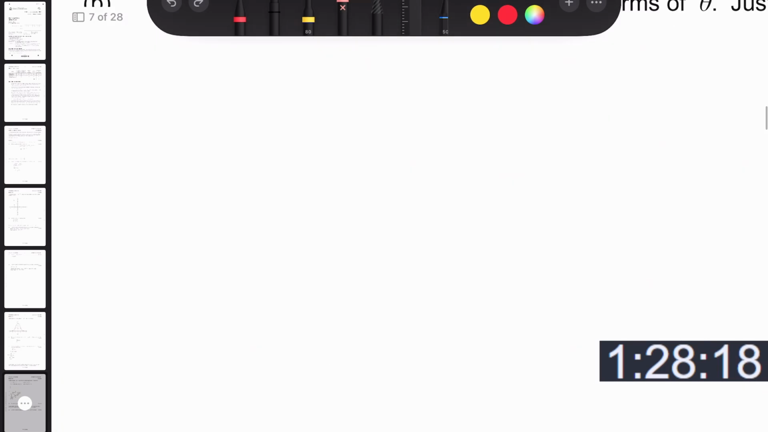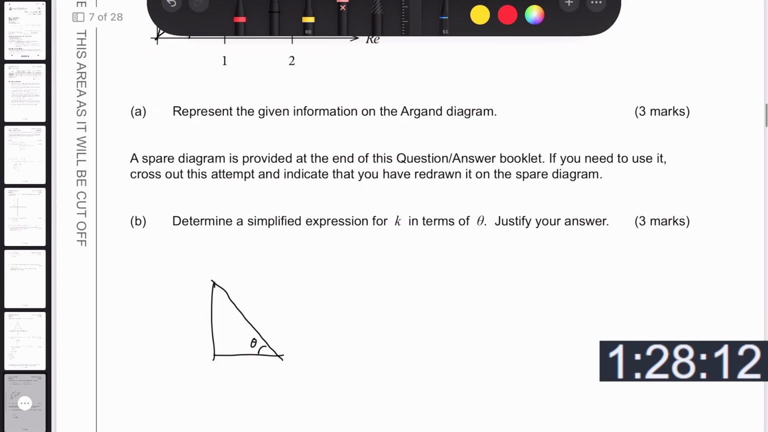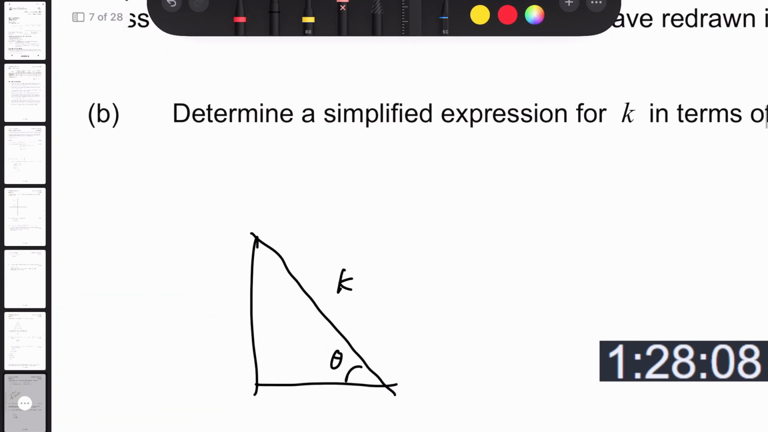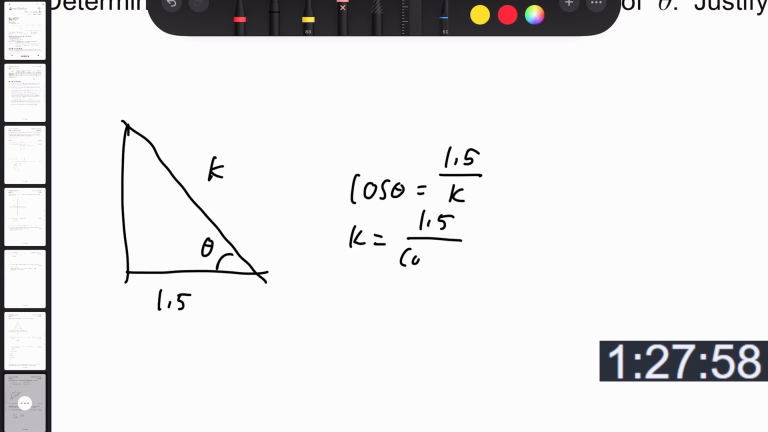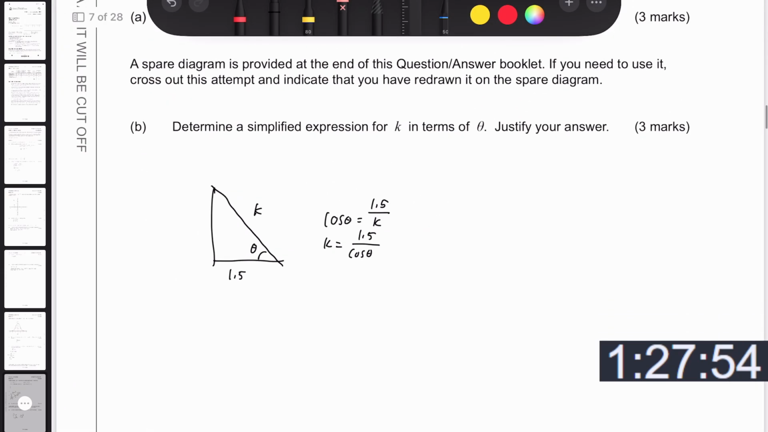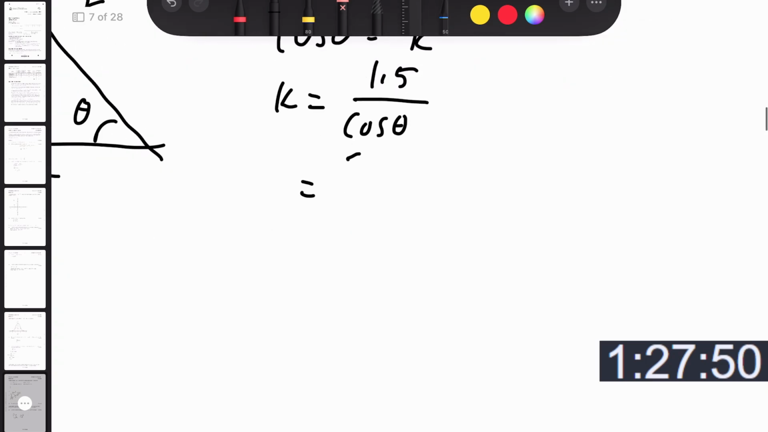Yeah, so then let's do boom. This is theta. My hypotenuse would be k, and my adjacent side is 1.5. So we have cosine of theta is going to be equal to adjacent over hypotenuse. So k is 1.5 all over cosine of theta. Maybe I'll say 3 on 2.